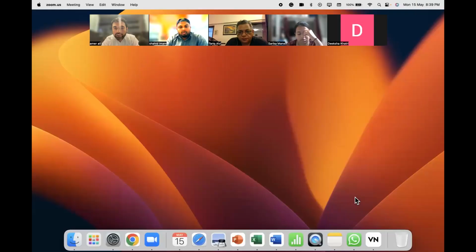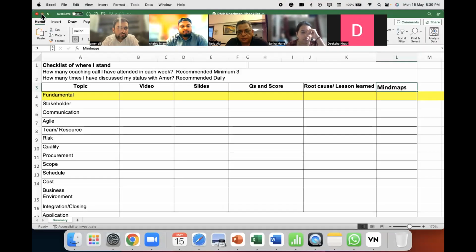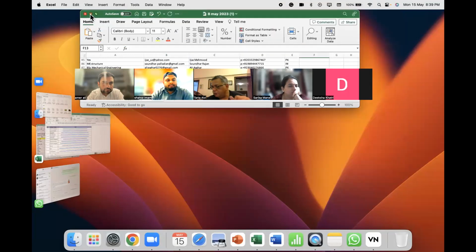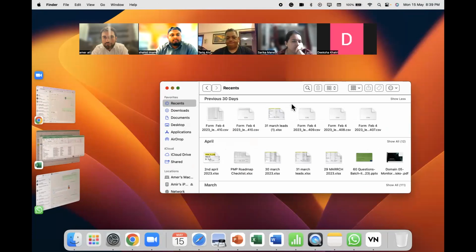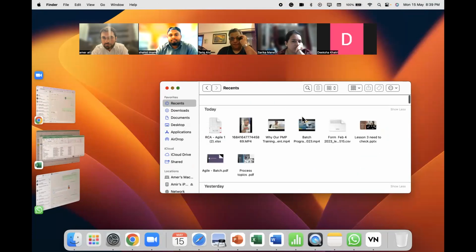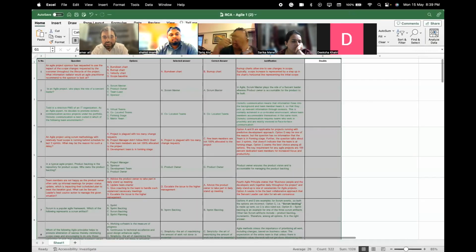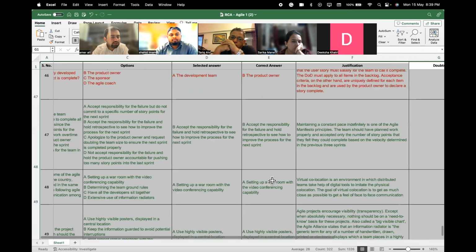One of my students does a beautiful root cause analysis. I kind of love it. Where is his root cause analysis? Okay, I'll open it again. Yes, he does a beautiful root cause analysis, but that is more than needed. If you want to do it up to that level, that is also okay.